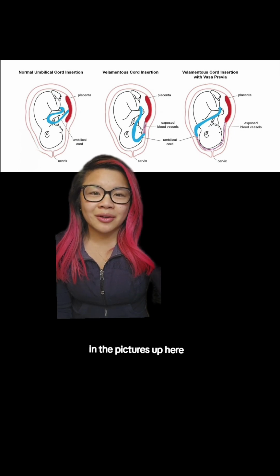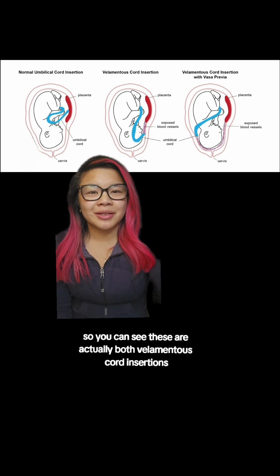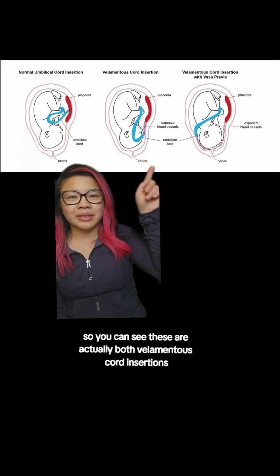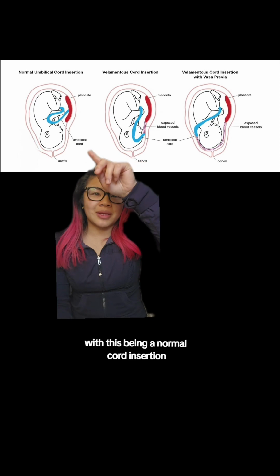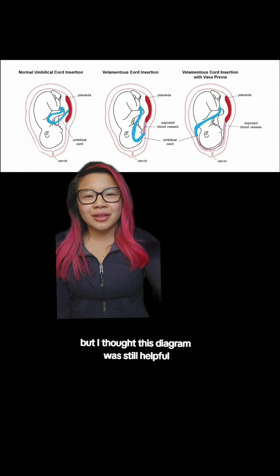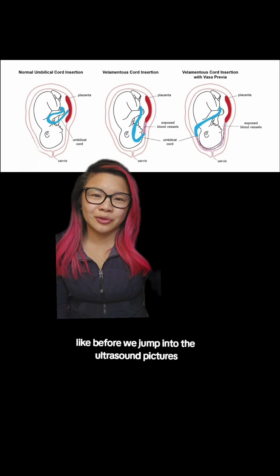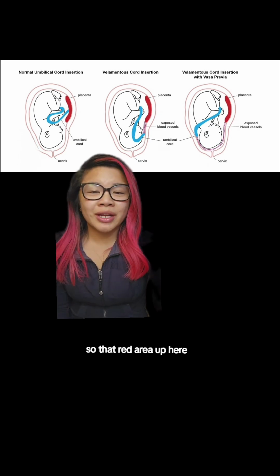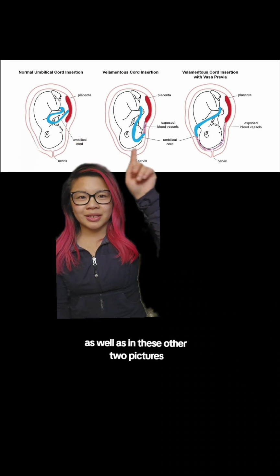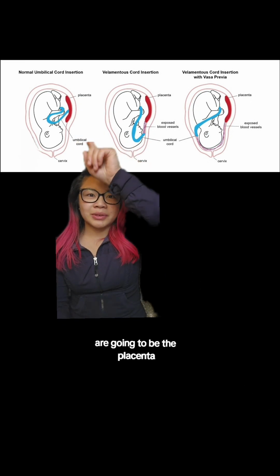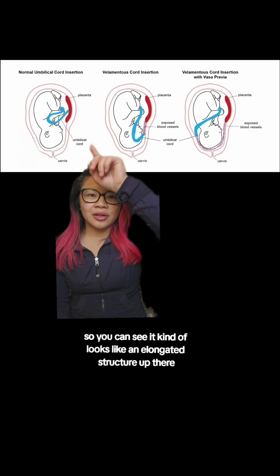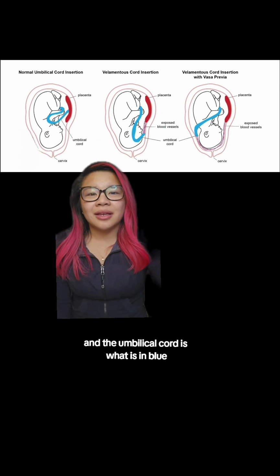In the pictures up here, it only shows two types. You can see these last two are actually both velamentous cord insertions, with this being a normal cord insertion. But I thought this diagram was still helpful when I talk about what the cord insertions would potentially look like before we jump into the ultrasound pictures. So that red area up here, as well as in these other two pictures, is the placenta. You can see it kind of looks like an elongated structure up there. And the umbilical cord is what is in blue.